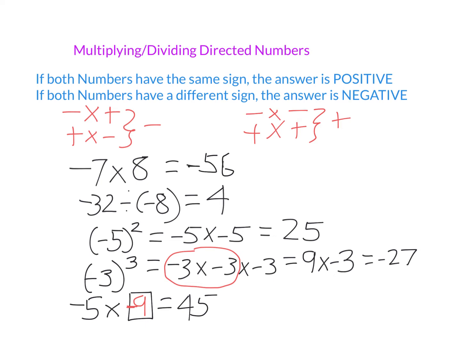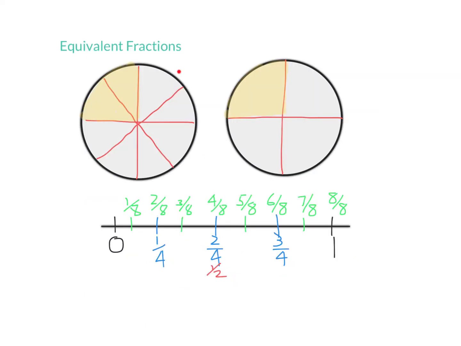Let's now take a look at fractions. So here I've got two pizzas. First one I divided into 8 slices. The second I divided into 4. So if I've shaded in the amount of pizza you get, for the first pizza, you receive 2/8 of the pizza. So this is a fraction.